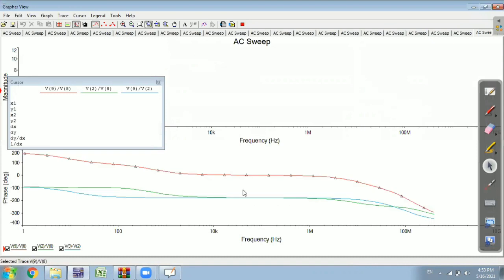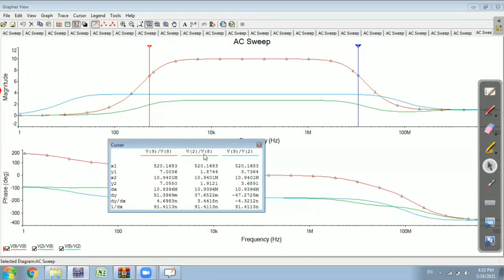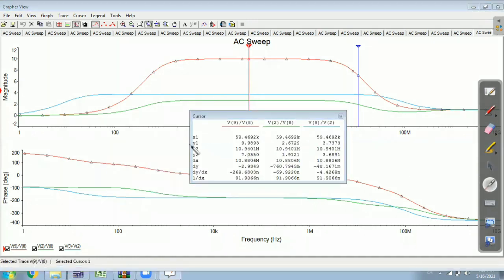Run. We can see three waveforms. Here, my red color is multi-stage. Blue is V9 divided by V2, that is my second stage. V2 divided by V8 is my first stage. Here, I will place my first cursor at the mid frequency. So, if you observe carefully, you can see this Y1 alone. At Y1, my total gain is 9.98, which we got from the previous simulation. And 3.73 is my single stage.